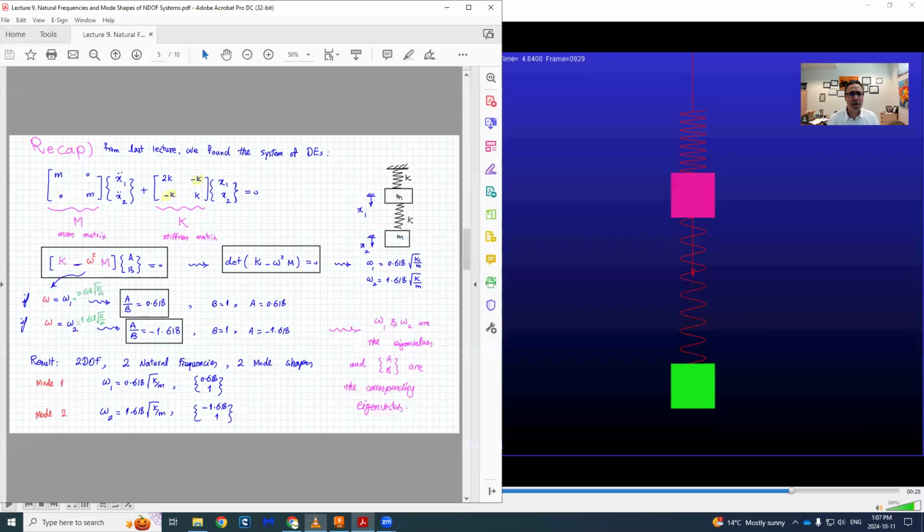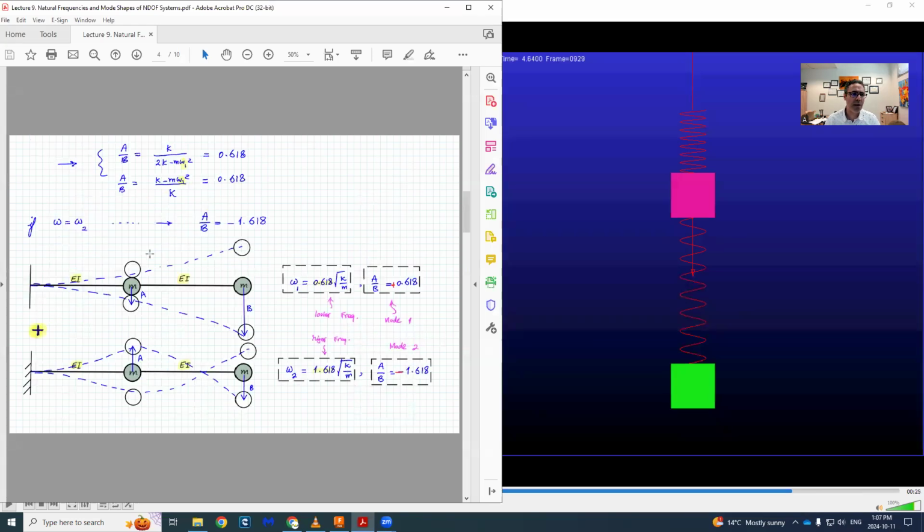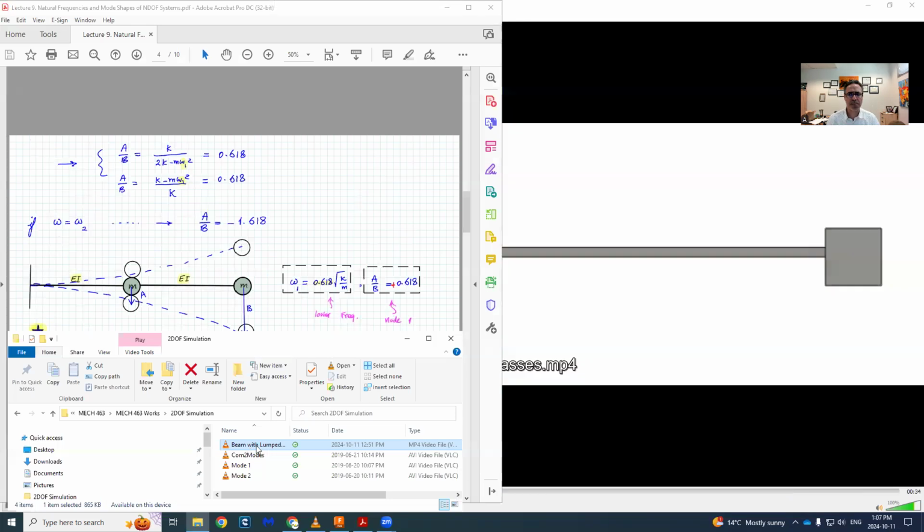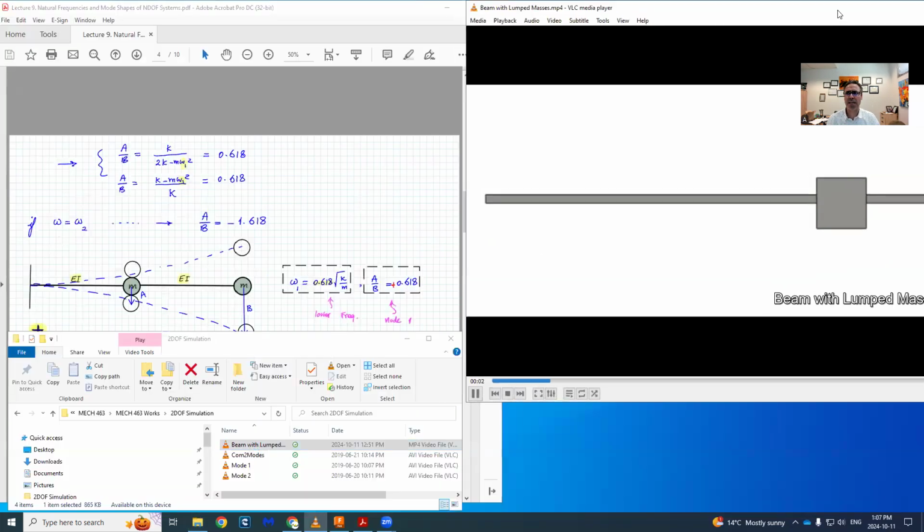So if you recall, this simple model actually was a representation of a cantilever beam with two lumped masses. And we also showed that for a cantilever beam, the mode shapes following the constraint of a cantilever beam are something like that. So here is the first mode and here is the second mode. And let's just quickly look at the simulation of that as well. I'm just going to maximize that for you.